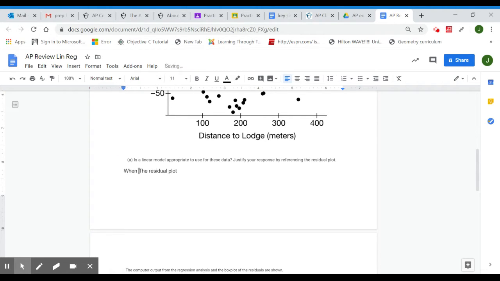When the residual plot is random, the linear model is appropriate for the data. When the residual plot shows a clear curved pattern, a nonlinear model is more appropriate.